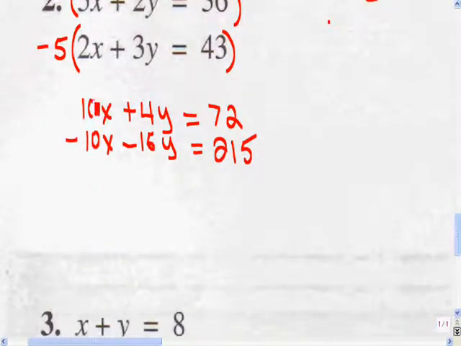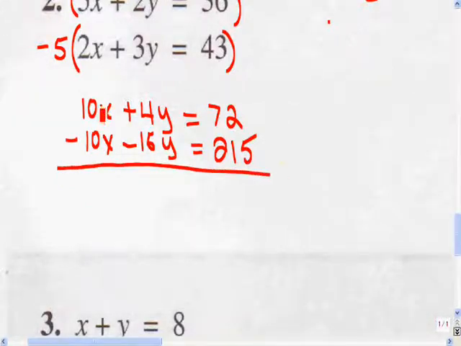Now that the coefficients of x are the same but with opposite signs, I can use the addition method. What I'm going to do is combine these equations. 10x minus 10x is 0, so those just cancel out. Negative 15y and a positive 4y, since the signs are different, that means I'm going to subtract. So that's going to give me 11, and since the bigger number is negative, it's going to be negative 11y. And now I'm going to add the 215 and the 72.